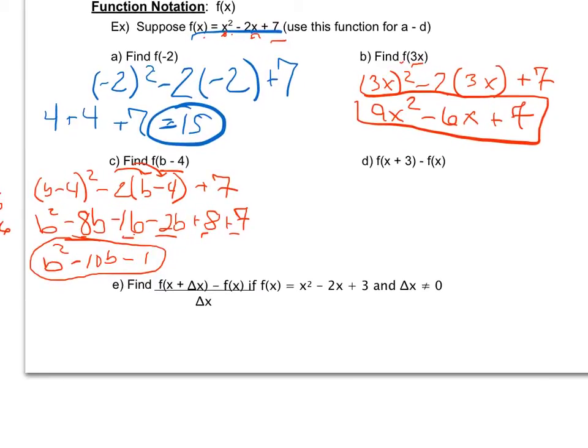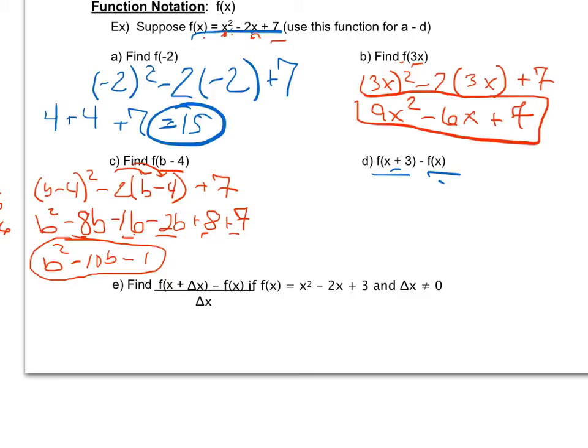Still a little bit trickier yet. So part D, I have to find what f of x plus 3 is, and then I have to subtract the entire f of x function. Okay, no problem. I'll take it in steps. So first thing I'm going to do is figure out what is f of x plus 3. Go to my function. Every time I see a variable, put x plus 3 in its spot.